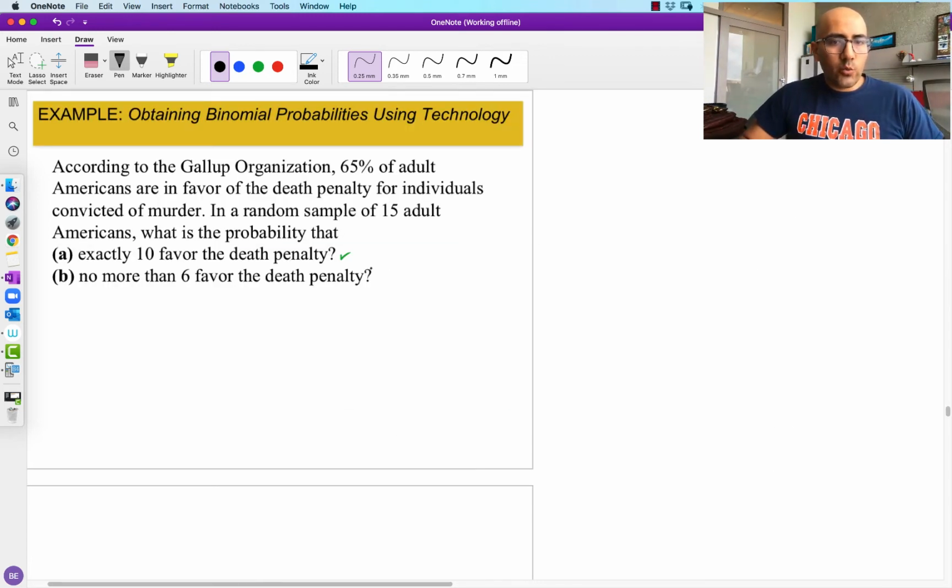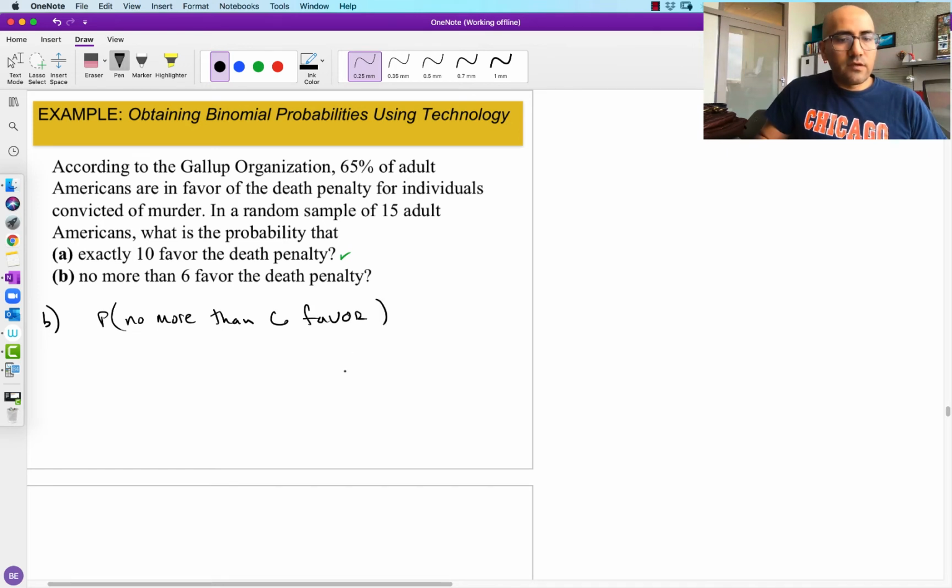Okay, so we are asking 15 individuals whether or not they support the death penalty. And we already answered part A. Part B says find the probability that no more than 6 favor the death penalty. So this is just for part B. Let's find the probability that no more than 6 favor.